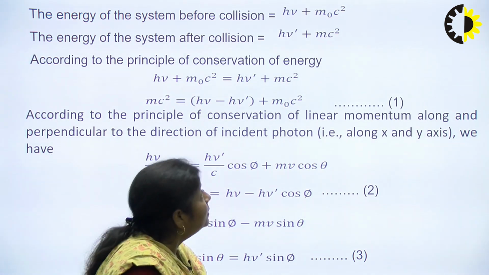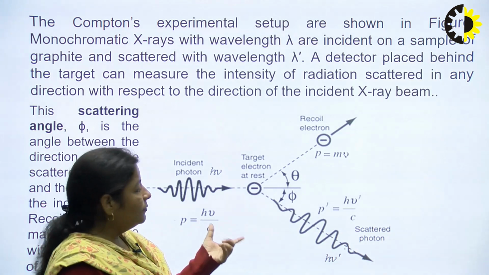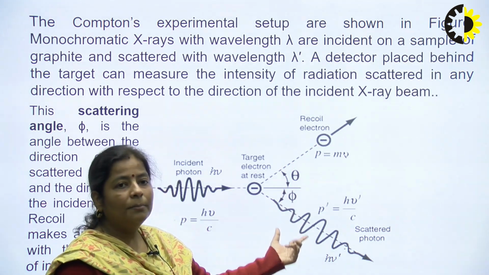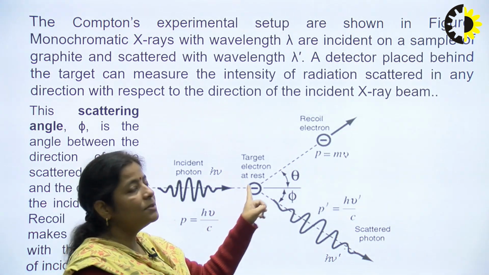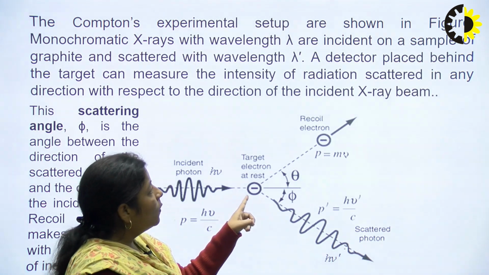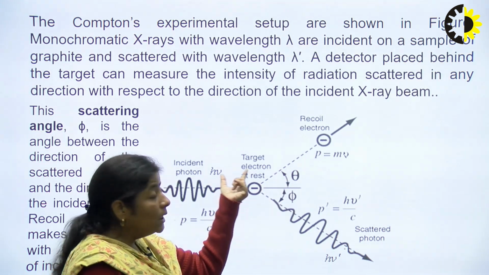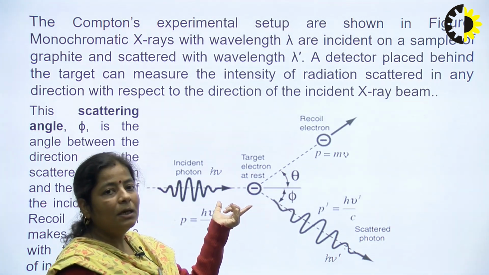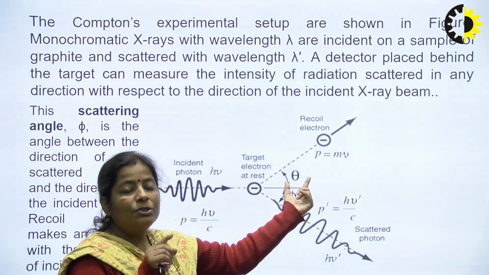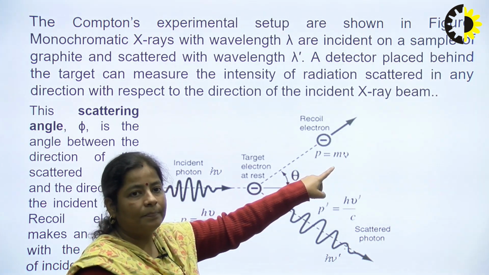So, let us see what will happen after collision. Again, we refer to this diagram. After collision, we can see we are getting two scattered beams. One of the scattered beams is due to this recoil electron, and the other scattered beam is from the scattered photon. The recoil electron must have a certain energy which is related to the mass. Earlier, when it was at rest, it had the rest energy m naught c square. Now, it is in motion, so its mass changes from m naught to m, and the energy becomes mc square.